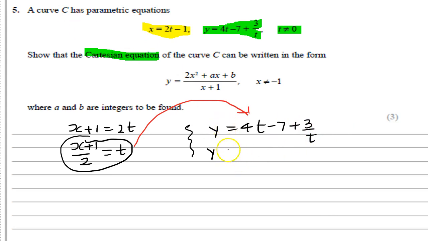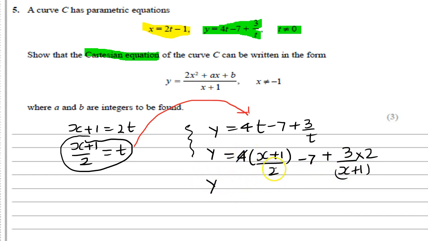So let's write down: y equal to 4, t is (x plus 1) divided by 2. Now minus 7 plus 3, t is (x plus 1) divided by 2. The x plus 1 over 2 is going on the top, so we can write 3 times 2. If you simplify, this 4 will be cancelled out by this 2. So we got y is equal to 2(x plus 1) minus 7, and here it is plus 6 over x plus 1. So we need to solve this.